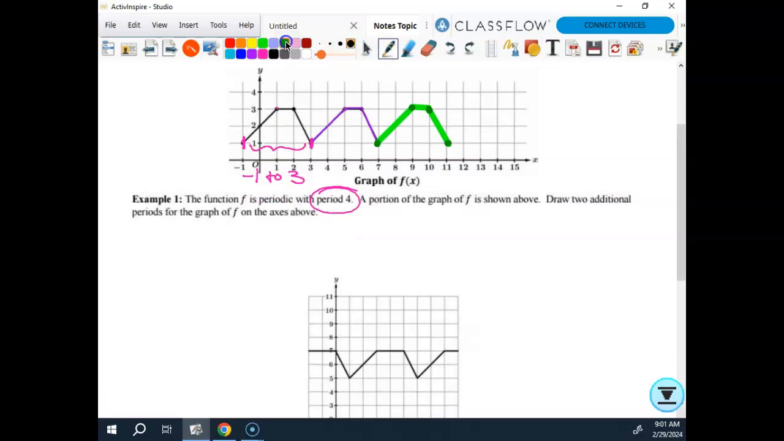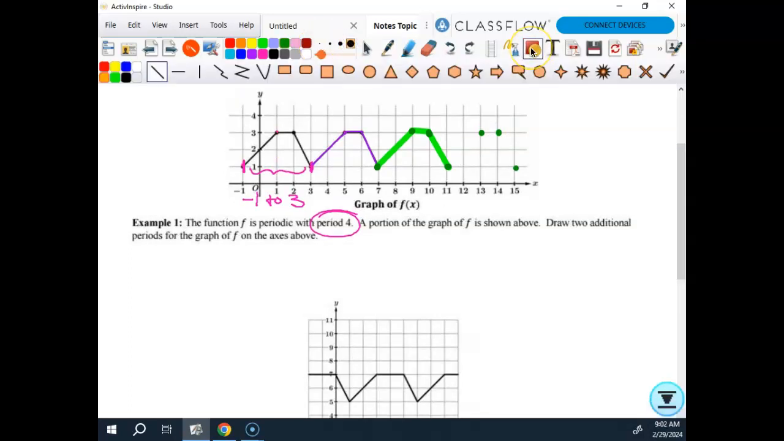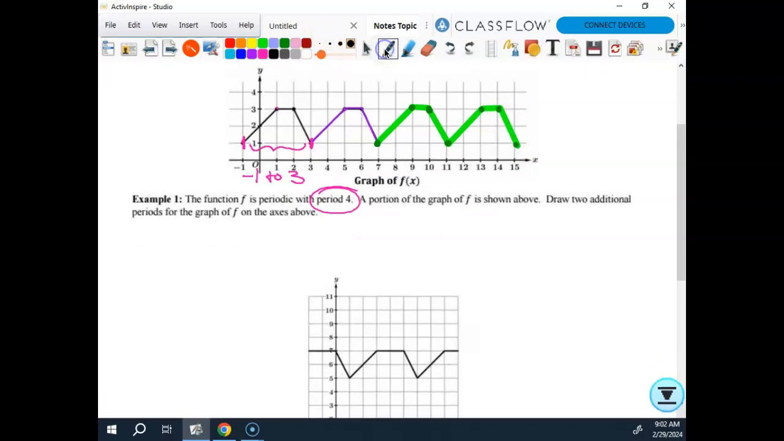But that's going to help us when we try and do some of this stuff algebraically here in just a second. So there's the repeating pattern. You're not going to be asked to draw that stuff a ton, but everybody good with that?